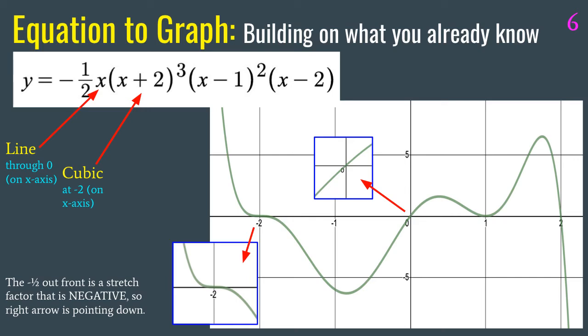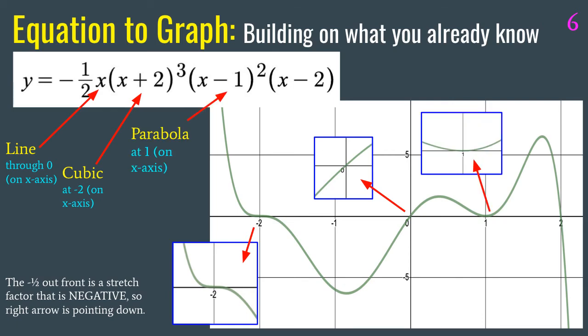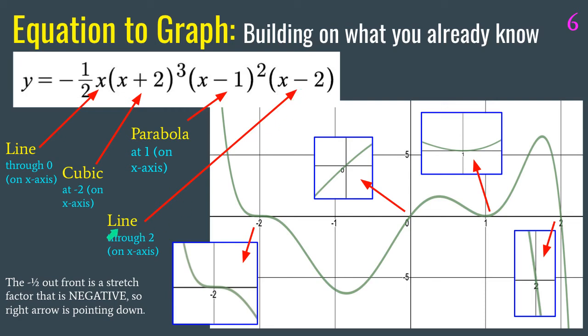This is a line through 0. So there is your line through 0. That's what this is showing you. Okay, and then this is a parabola at +1. So I go to 1, there's a parabola. If you zoomed in on it, it looks like that. And then this term right here is telling me that I have a line through +2. And if I zoomed in right here at this +2, it would be a line.